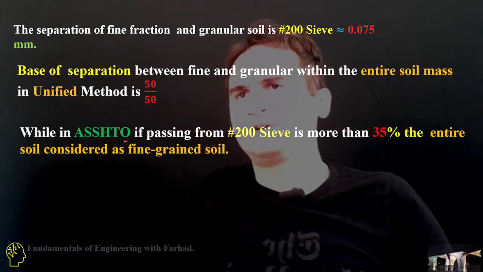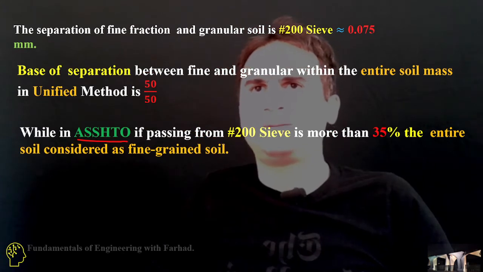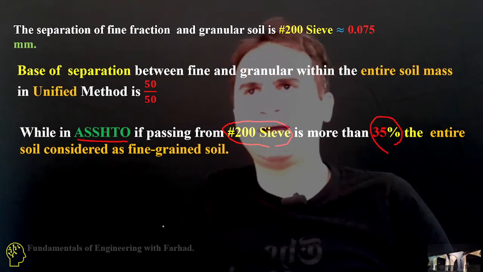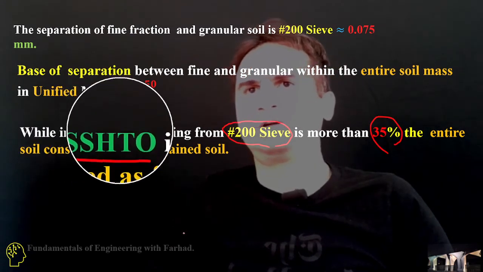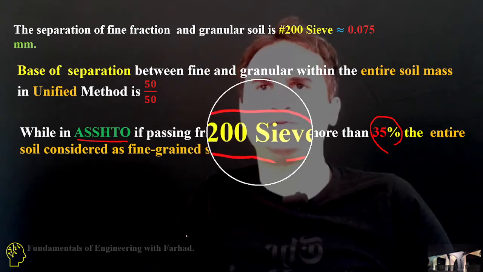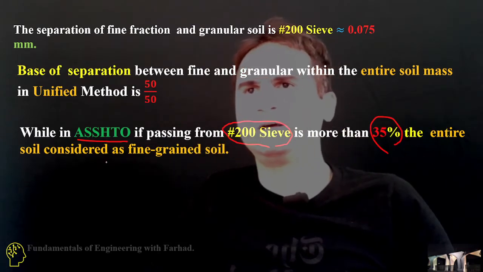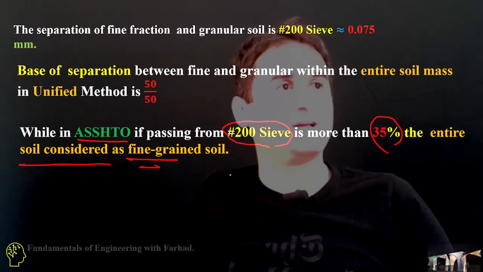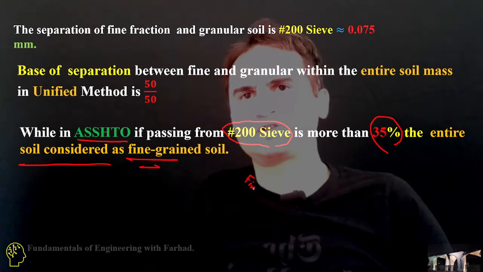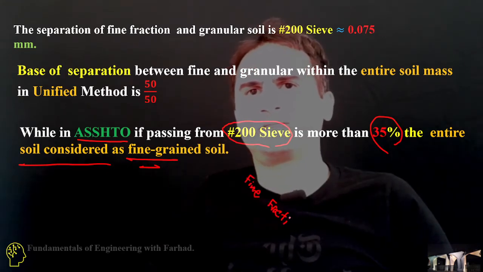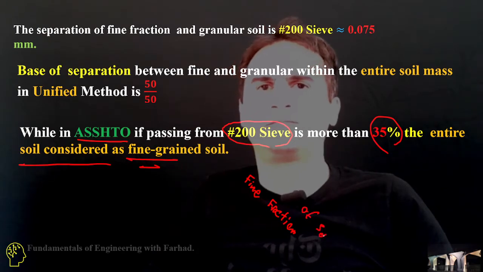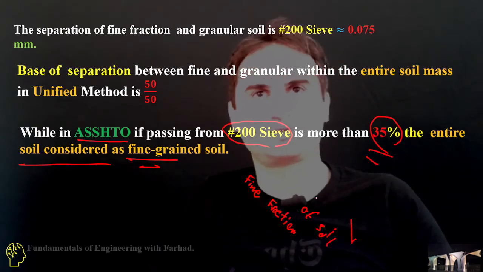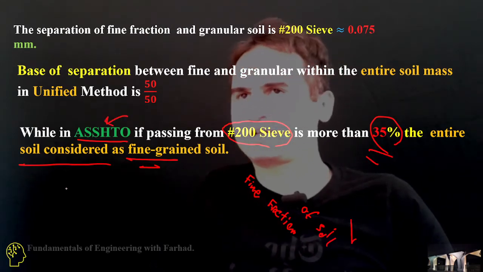But in AASHTO, if the passing through sieve number 200 is more than 35%, the entire soil is classified as a fine-grained soil. So you can easily see the fine fraction of soil is a dominant minority in the entire soil. That is based on the AASHTO system.